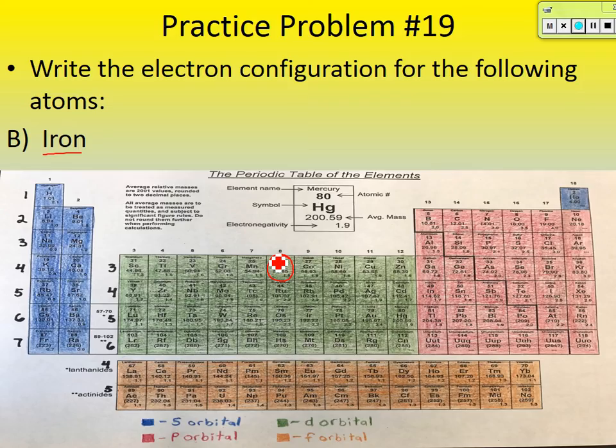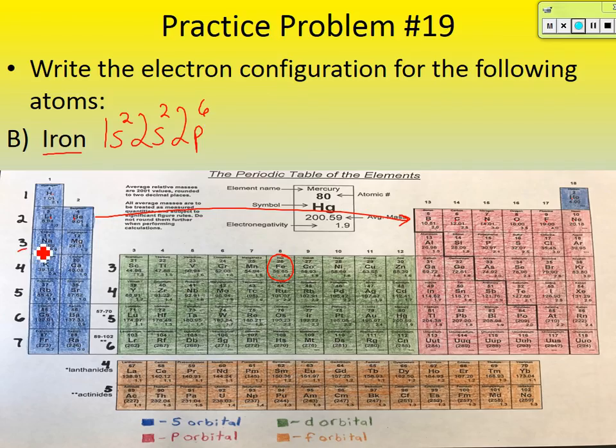Okay, just like all the rest, we're going to fill it up until we get to iron. We're going to start with first energy level, s orbital, and 1, 2 electrons. Okay, we're done at the first row. Let's go down to the second row. Second energy level, s orbital, 1, 2 electrons. Okay, let's come across. We're still in the second energy level, but now we're in the p orbitals. 1, 2, 3, 4, 5, 6 electrons can fit there. Done with the second row.